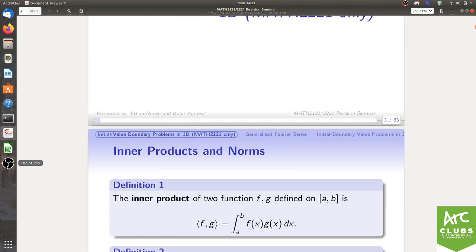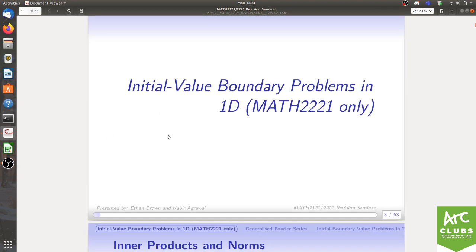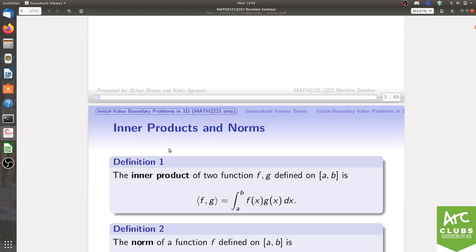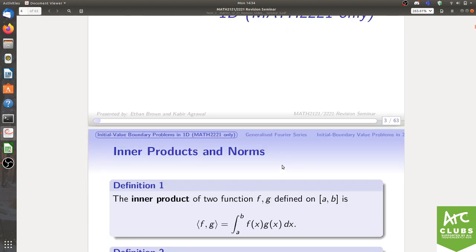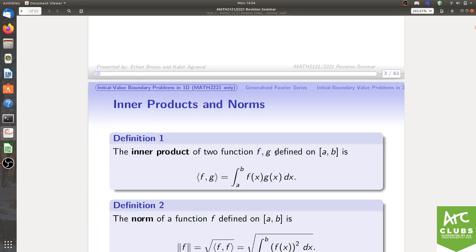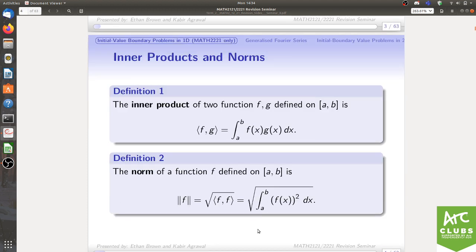Alrighty. So, initial boundary value problems in 1D. For the most part, I'll let you know whenever MATH2121 students need to pay attention, and whenever 2221 students' information is relevant. Okay, so for now, let's everyone focus on these. The first thing that we go through is the concept of inner products and norms. Inner products are basically ways of measuring sizes, this time defined over continuous intervals.